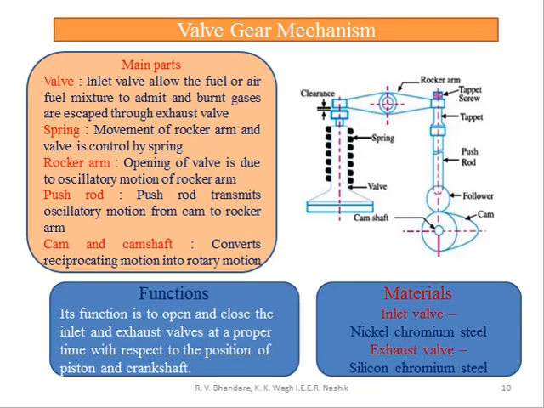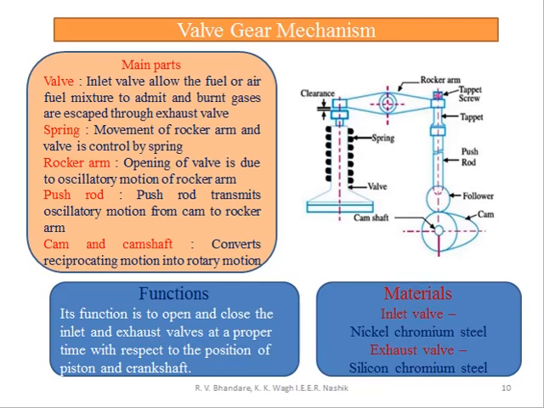Valve gearing mechanism is the next component of the IC engine. The main parts of this valve gearing mechanism are valve, spring, rocker arm, push rod, cam and camshaft. We know that the inlet and exhaust valves are part of the valve gearing mechanism. The inlet valve will allow the air-fuel mixture in a petrol engine, or air in the case of a diesel engine. That is the basic function of the inlet valve. Next, the exhaust valve allows the burnt gases to escape.